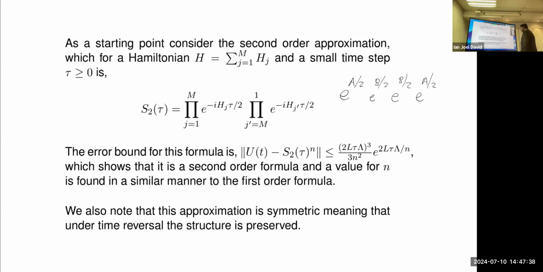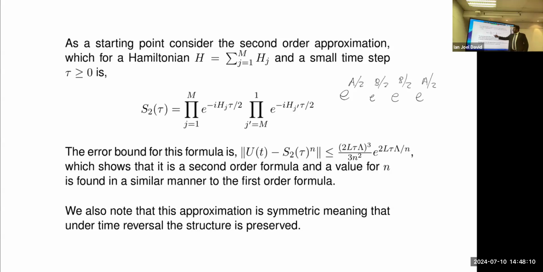What we also want to make a note of, and this is very important in closed quantum systems, is that this is a symmetric approximation, which means that under time reversal the structure of this approximation is preserved. So if you go from t to minus t, you're not switching around the order or anything, it's preserved.